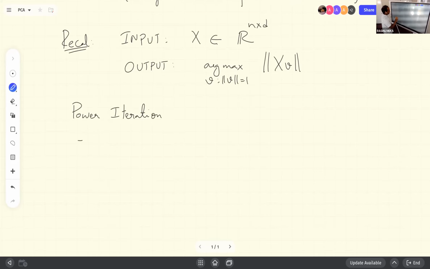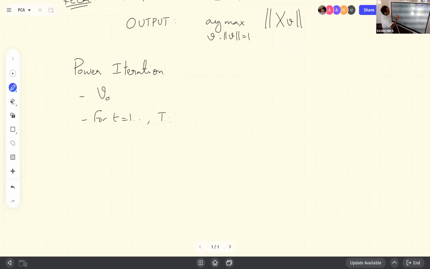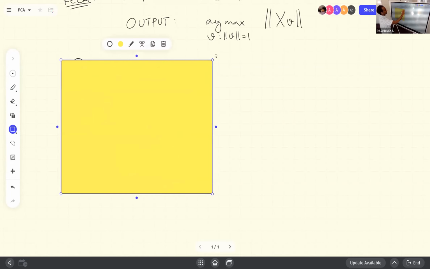Right, so we said, start with V0, some initial vector, and for t equals 1 to T, u was X transpose times X times V t minus 1. V t was u divided by its norm. Okay, so this was the algorithm we ended up with in the last lecture.